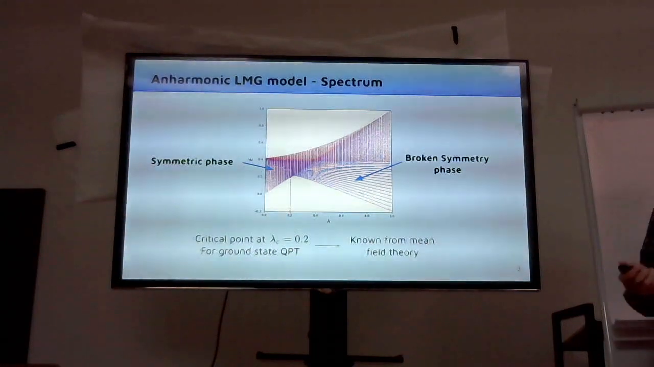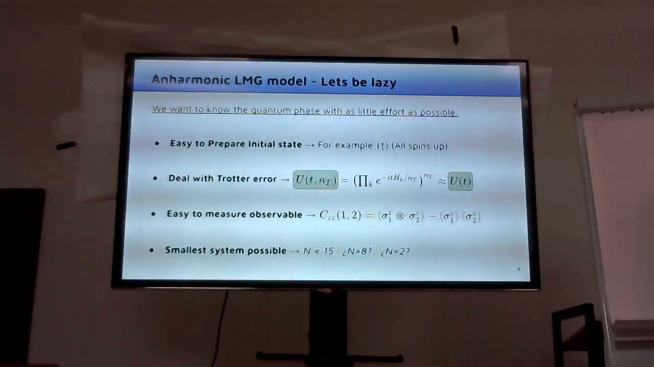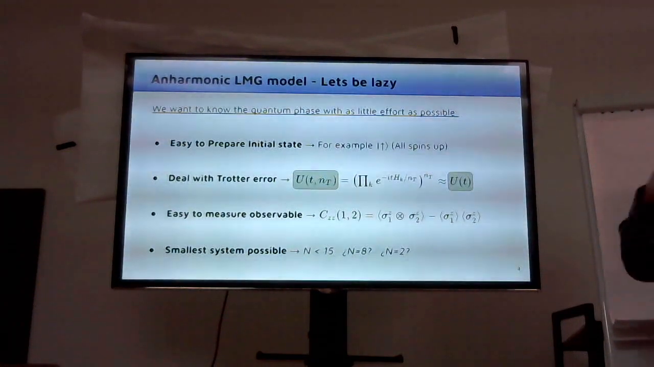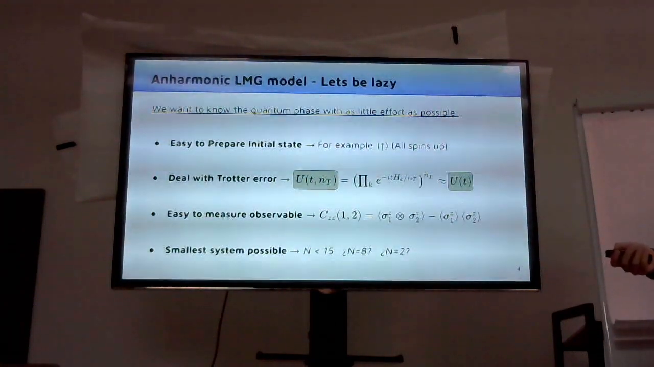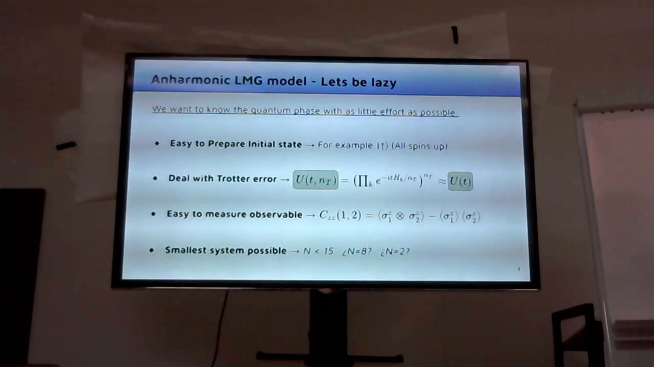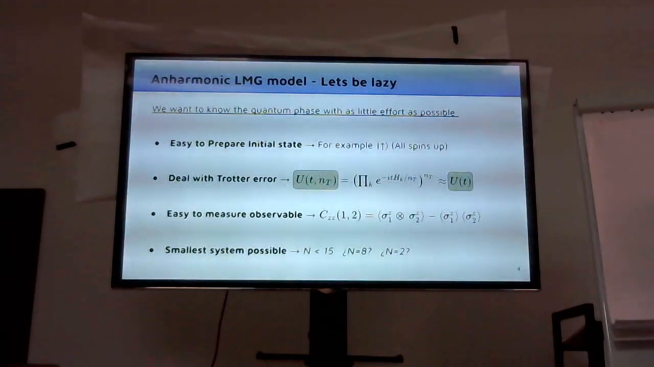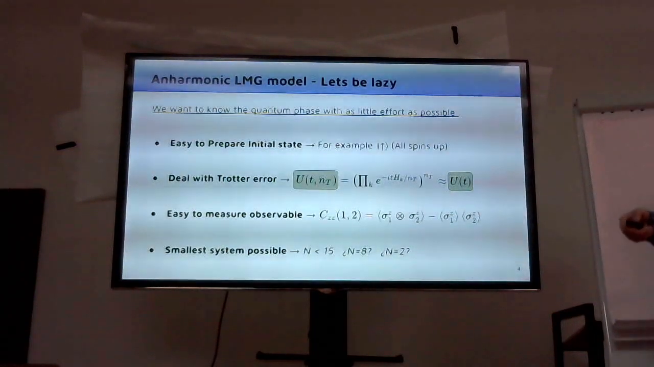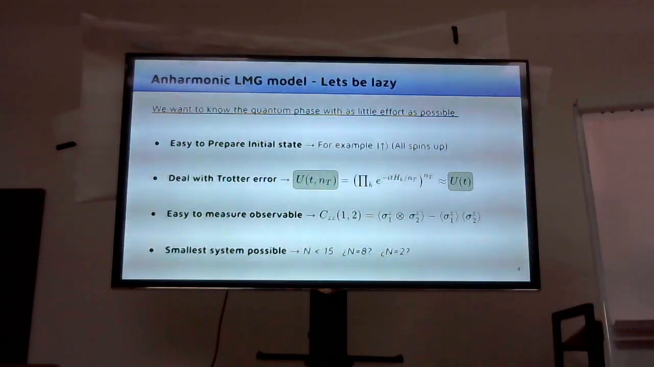We want to be lazy, so we want to be able to extract that information with as little effort as possible. So even though it is something that is happening in the ground state, we will try to extract the information with another initial state that maybe is easier to prepare, like, for example, a very generic state like all spins up.